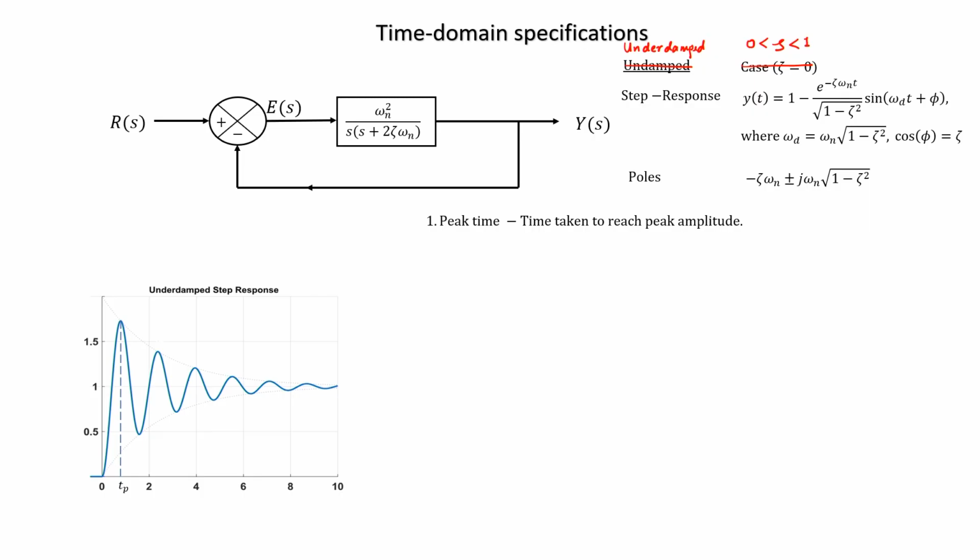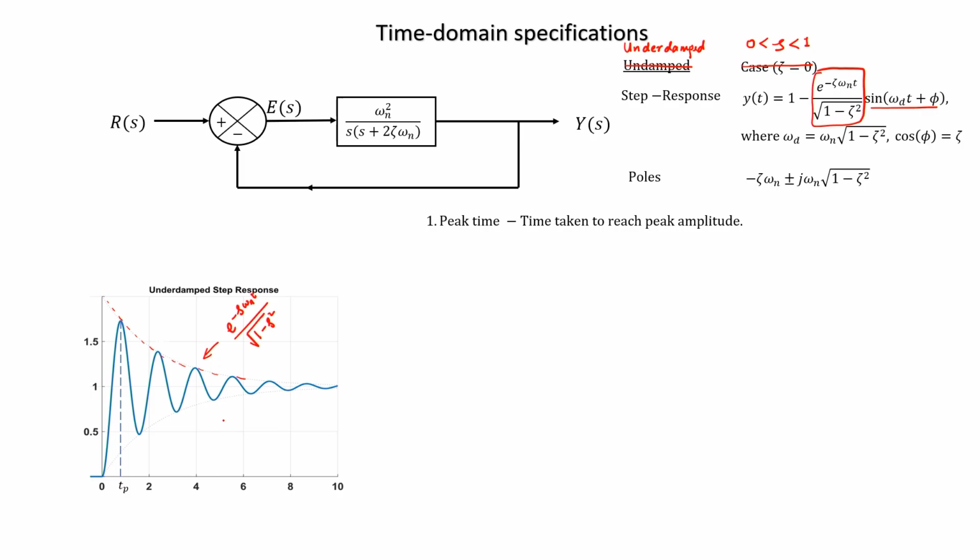Now if you look at the response, this is the underdamped step response of the system. In the case of the underdamped step response, it has an oscillation, but it dies down. This is how it looks, and the envelope here depends upon this part. This envelope will depend upon e to the power of minus zeta omega n t divided by root over of 1 minus zeta square, and the sine of omega d t is giving you the oscillations.